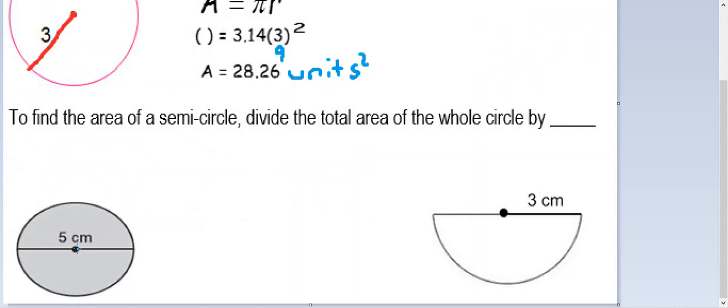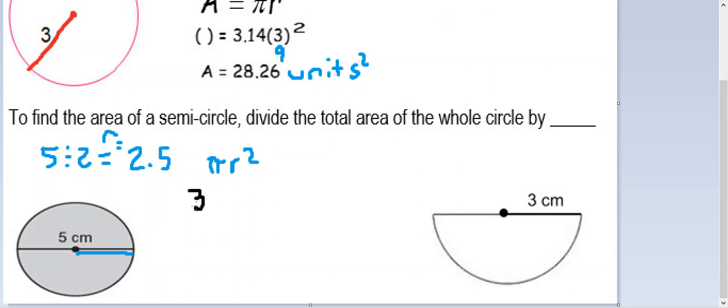All right, so let's do this example here. I have this circle, and they gave me a diameter, but I only want the radius. Remember, half of that. So if the diameter is 5, what I have to do is divide that by 2 to figure out what my radius equals. So 5 divided by 2 is 2.5, so my radius equals 2.5. Now I can plug it into my formula, pi r squared. Pi is 3.14, and my radius we just figured out was 2.5.